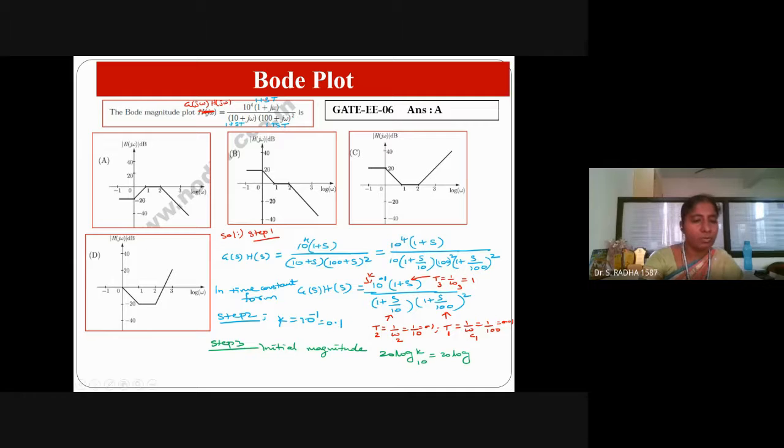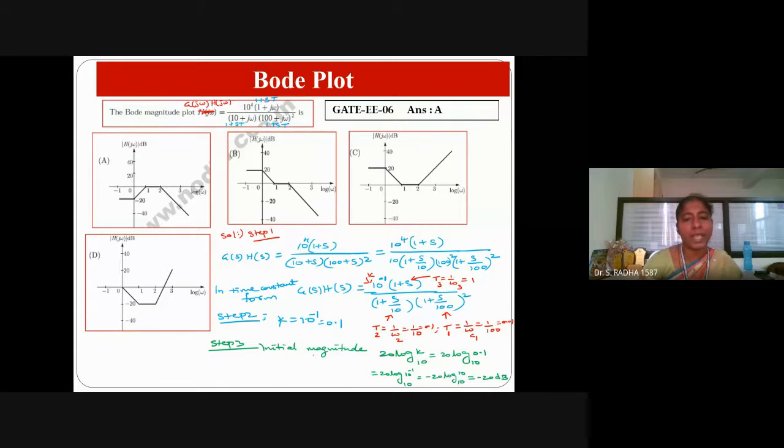Now I have to substitute that k value. It is 20 logarithm 0.1 base 10, which is nothing but 20 logarithm 10 power minus 1 base 10, and this is minus 20 log 10 base 10. So log 10 base 10 value is 1. So it is minus 20 dB.